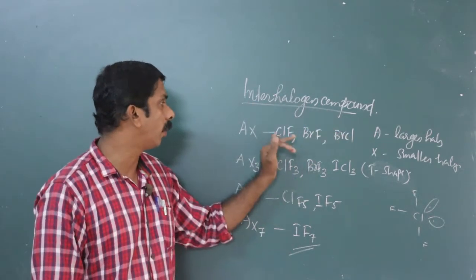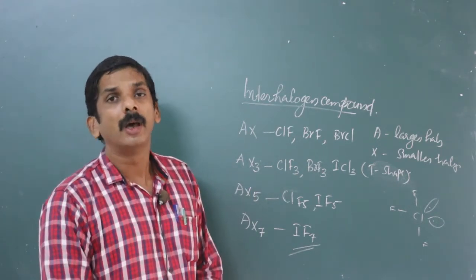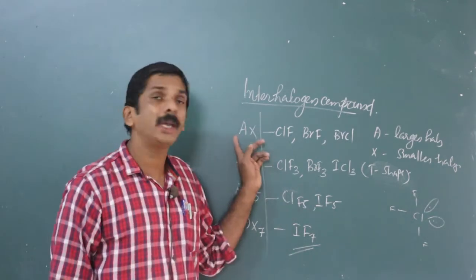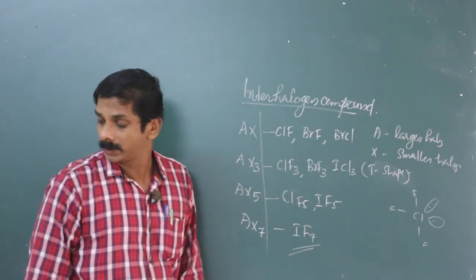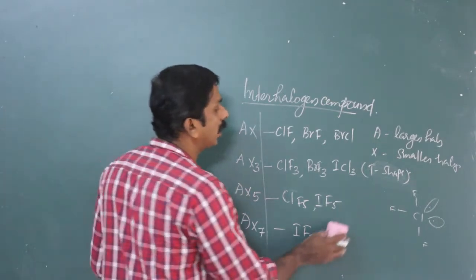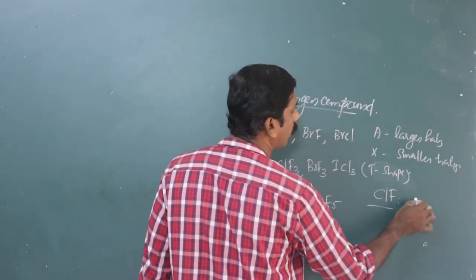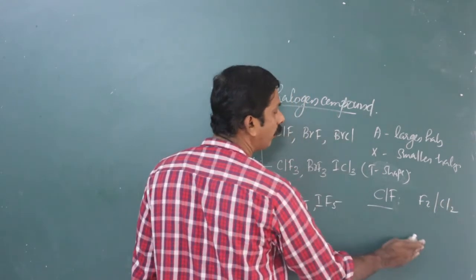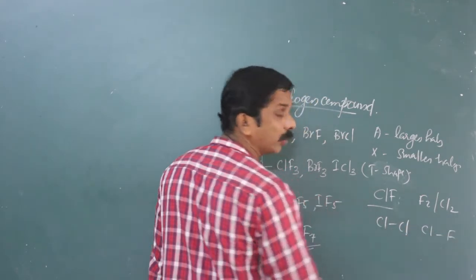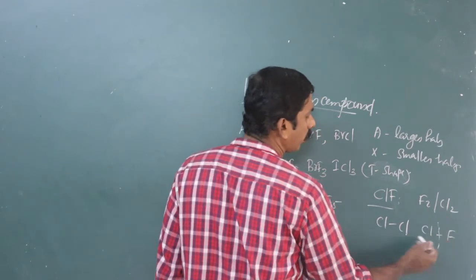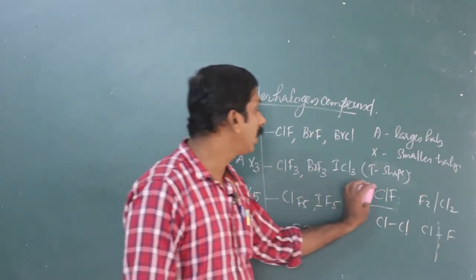What are interhalogen compounds? How are they classified? Interhalogen compounds are obtained by the reaction between halogens, and they mainly belong to this group. Here A is a larger halogen and X is a smaller halogen. And one more point, these interhalogen compounds are more reactive than the corresponding halogens. For example, ClF is more reactive than F2 or Cl2. This is because the ClF bond is weaker than the Cl-Cl bond.